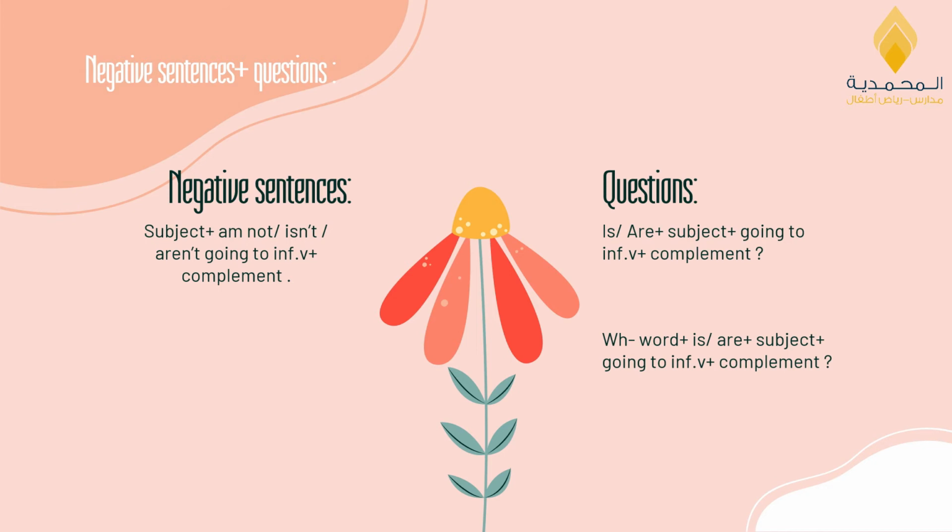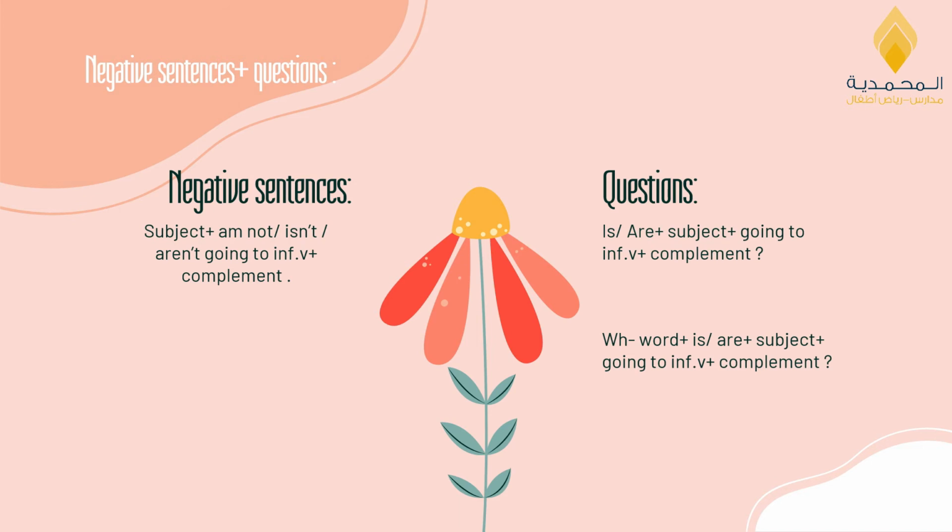For questions, I also have two types of questions, yes or no question and WH question. In the yes or no question, as we used to do, we are going to switch between the verb to be and the subject. So the question is going to start with the verb to be, is or are, followed by the subject, going to, with the infinitive form of the verb plus the complement and a question mark.